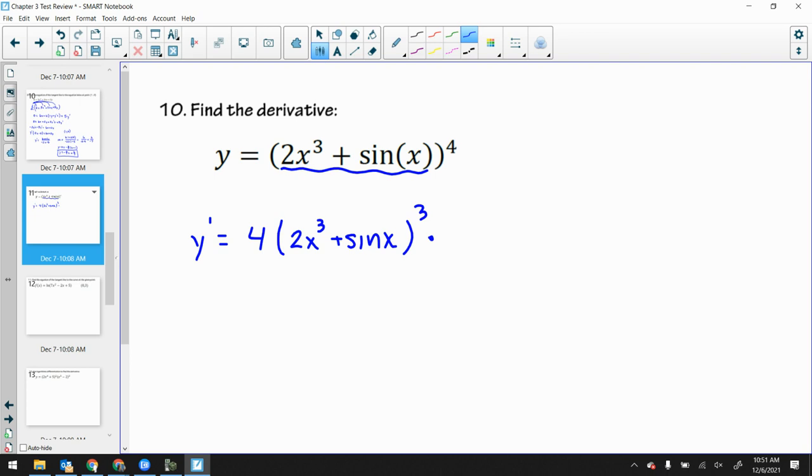Luckily for us, that's just two different terms. That's not like a product rule or anything inside there. So that would be a 6x squared, in parentheses, plus the derivative of sine, which is cosine. And I'm going to say we can leave that there. We don't need to distribute or anything like that.